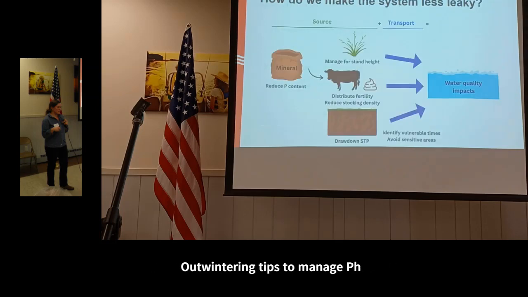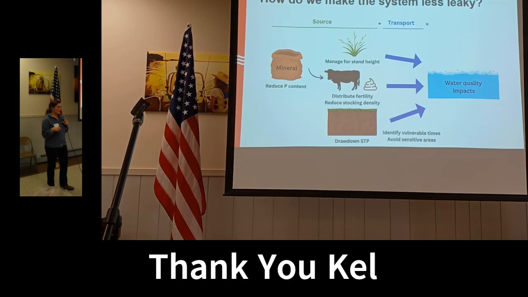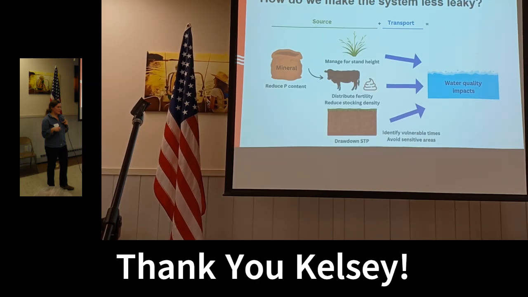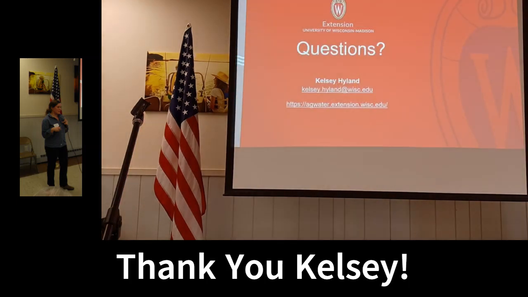So now to go back to that original question I asked, how do we make the system less leaky? And really to do that, it's important to manage for both source and for transport, and really pay attention to where those high source and high transport conditions overlap, which is often what we see in our outwintering areas. Okay, that's it.